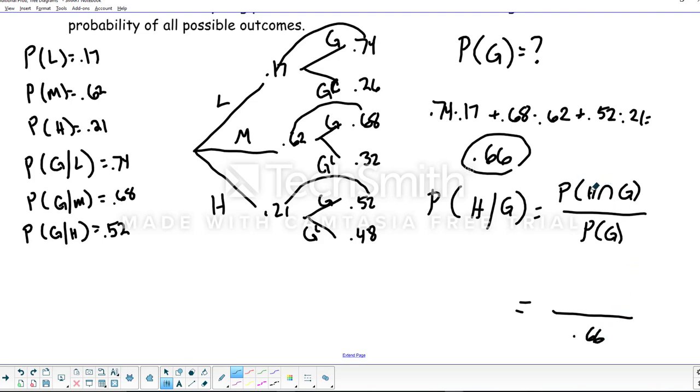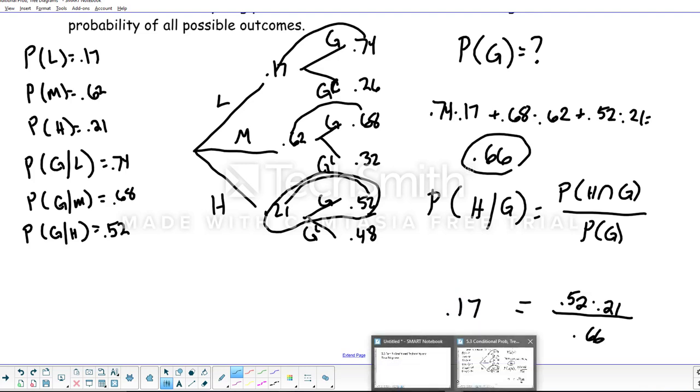How do we find H and G? Well, that was this result right here. 0.52 times 0.21. When we multiply the two connecting stems or branches of a tree diagram, that gives us the intersection probability. So now we can find the probability of H given G by doing this. And when we multiply those together, I believe we get 0.17 as our probability.